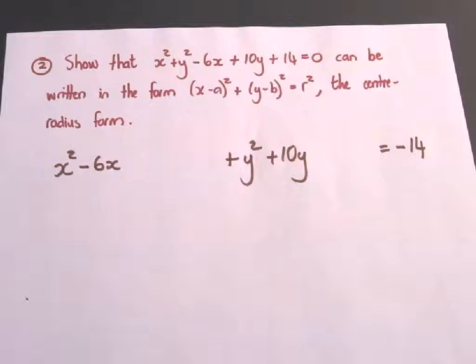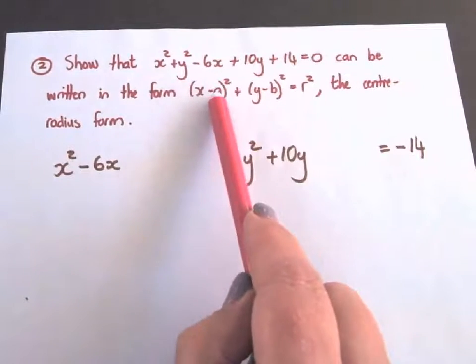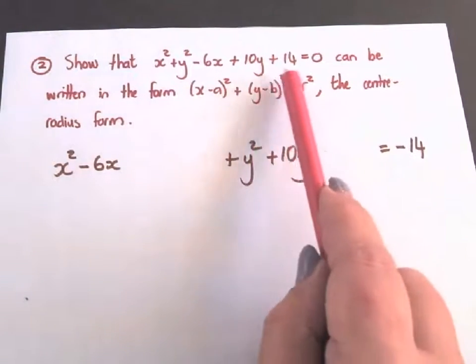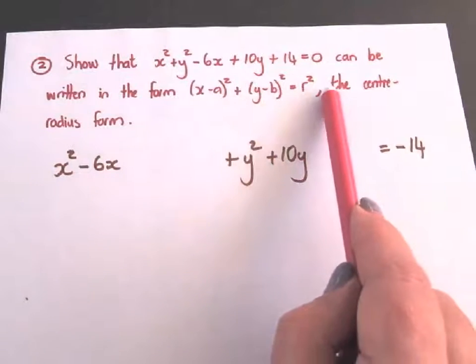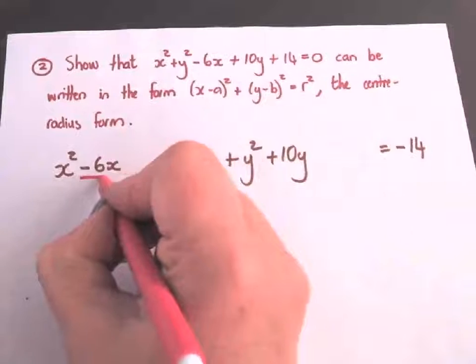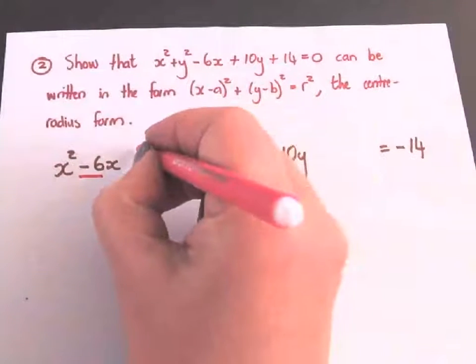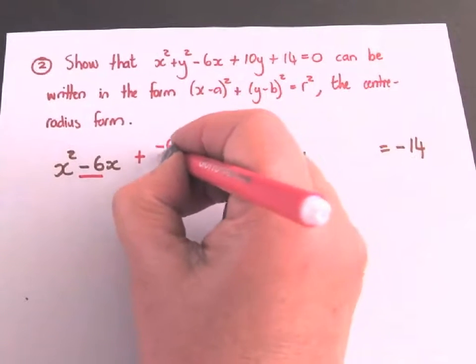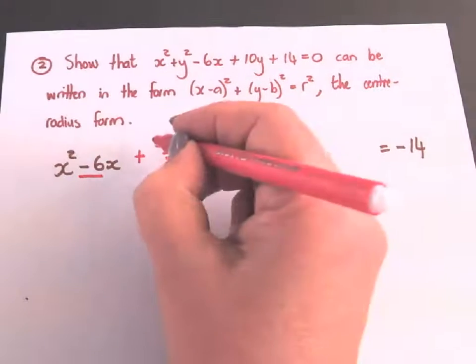What do you think I will do now? Let's factor. No. Complete the square, because we need a square bracket plus a square bracket equals a square radius. How do you complete the square? You add half of b, so it's plus half of b squared.